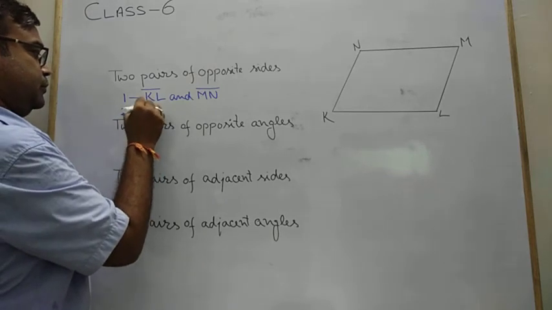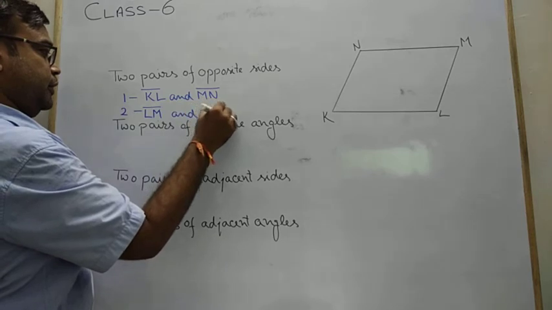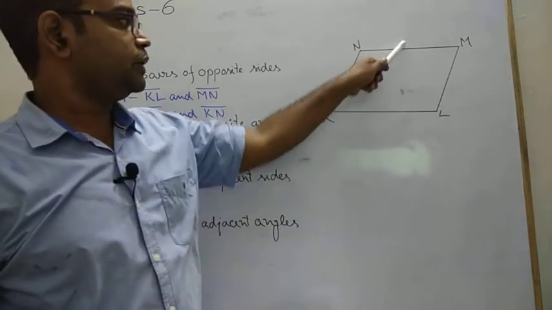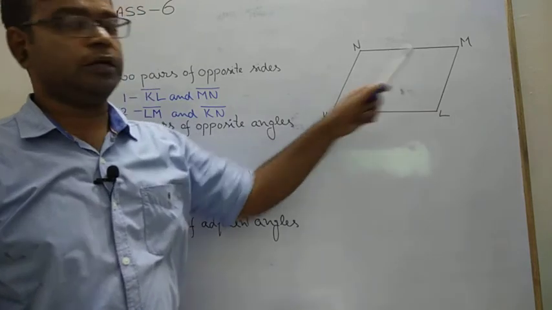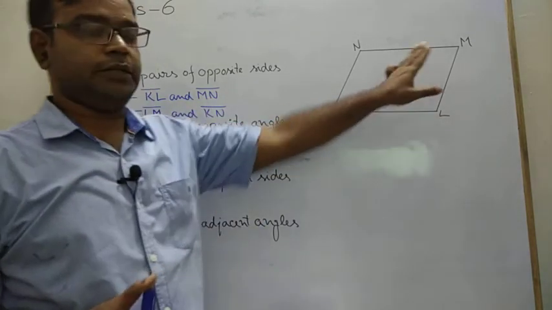LM and KN. So these two are the first pair and second pair. These two are the pairs of opposite sides. You must write down the names of the sides.